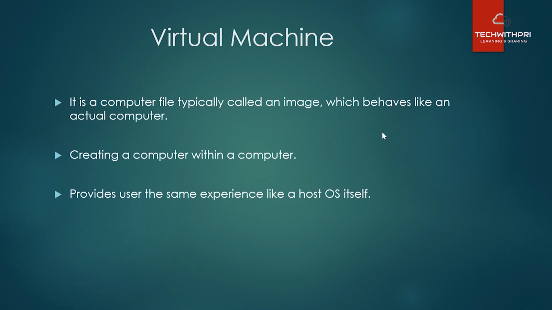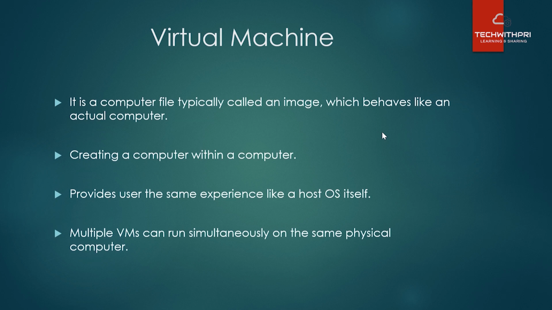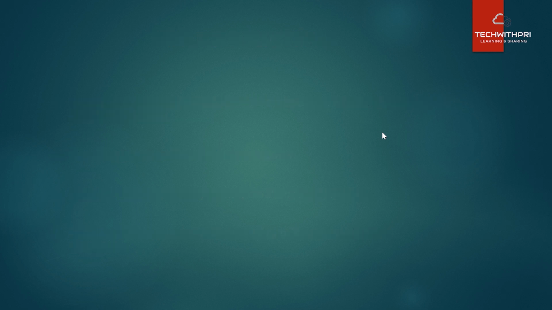It provides the user the same experience as the host OS itself. The host OS means the OS that you are using on your own system. For me, it is Windows 10. It can be any operating system that you are using primarily. Multiple VMs can run simultaneously on the same physical computer. From a single physical computer, you can create 3, 4 virtual machines, many more than that. But be careful, those virtual machines are going to take the RAM and processing power from your own system. So if you have a powerful system, you can work with 3, 4 virtual machines at the same time. All right, let's move on.